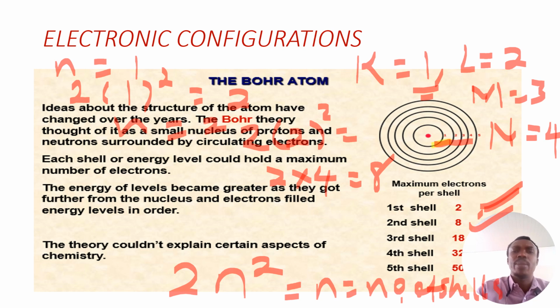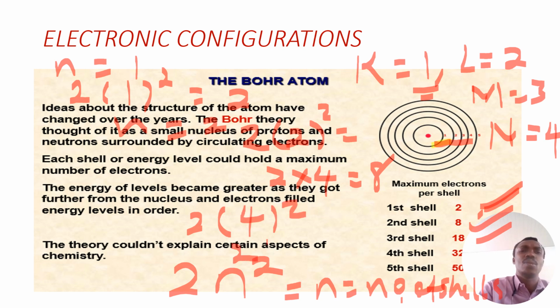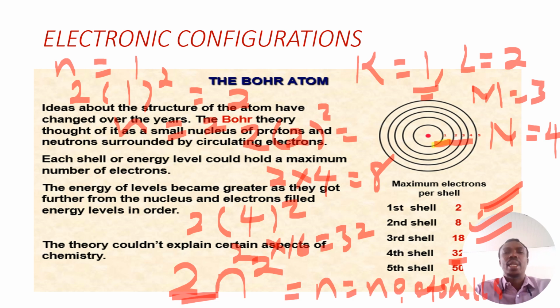The third shell can hold a maximum of 18 electrons. The fourth shell is 2(4)², which is 2 times 16, equal to 32. So it can hold a maximum of 32 electrons. With this formula, we can determine the number of electrons that each shell can hold at a particular time.